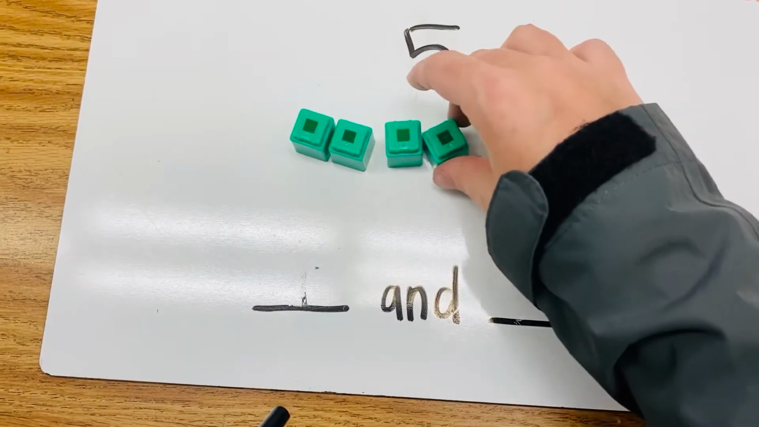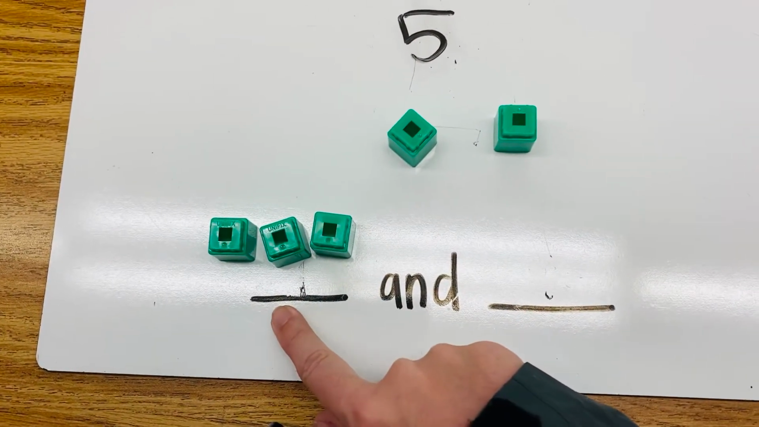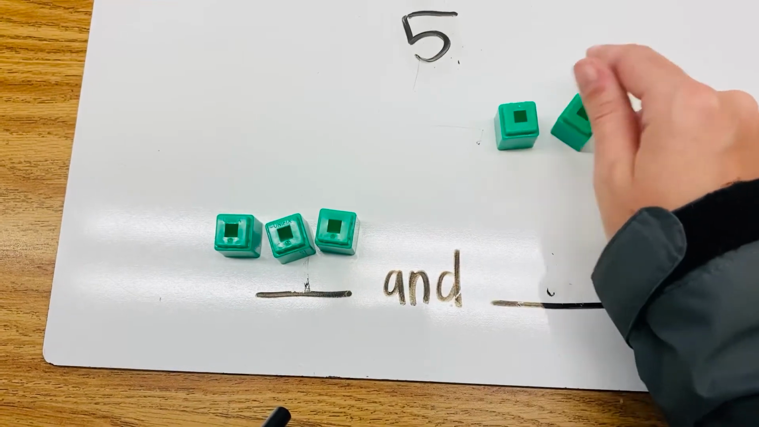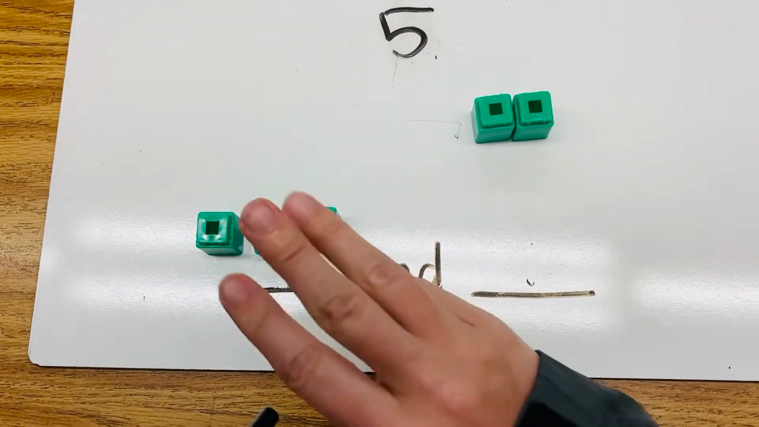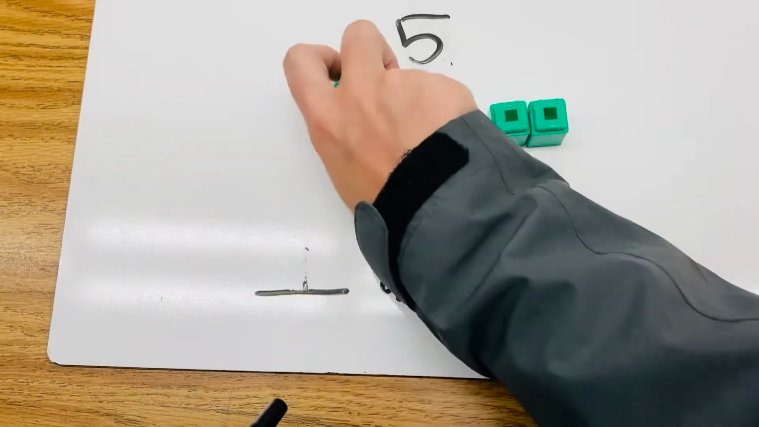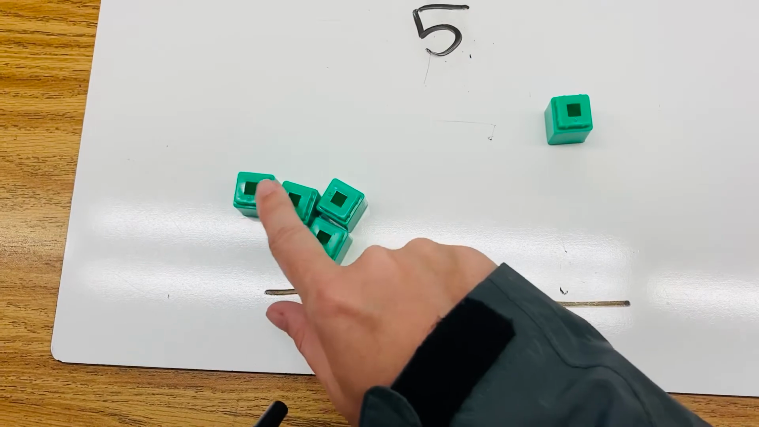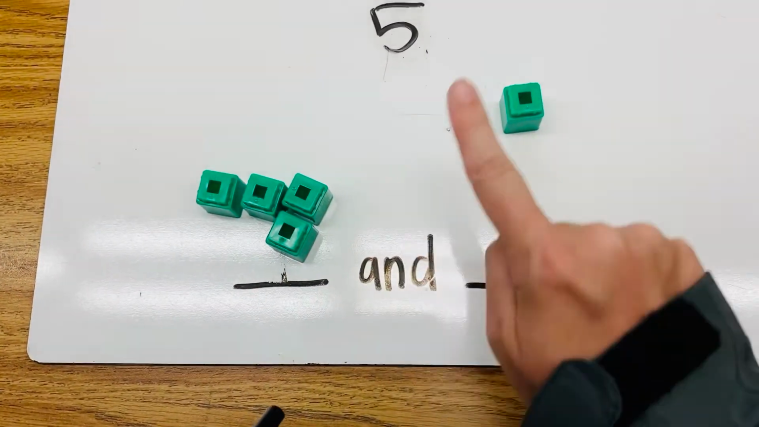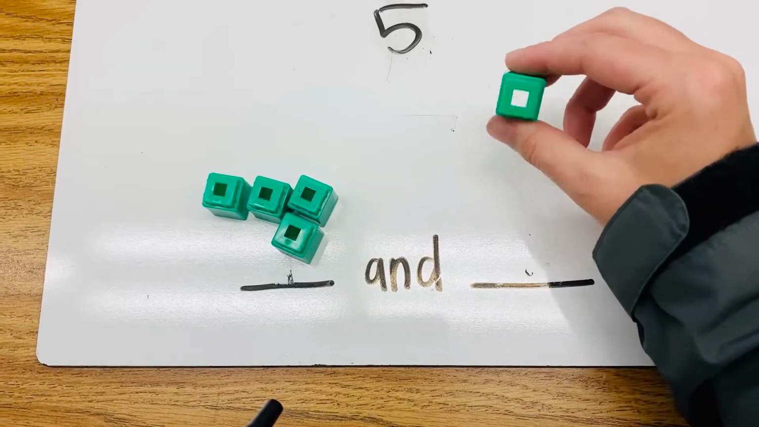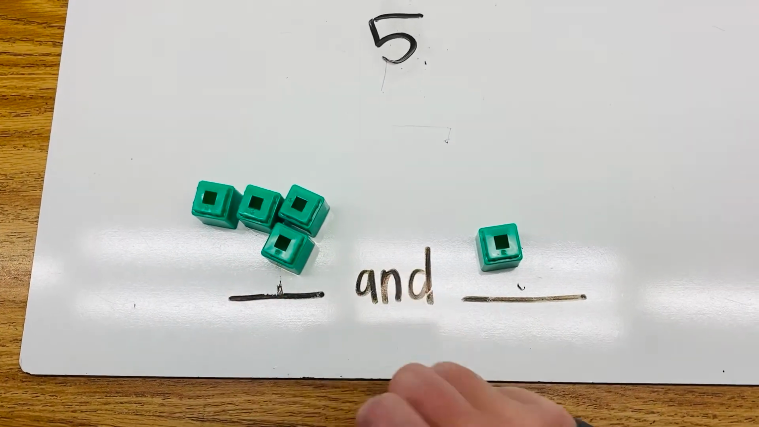Next, I'm going to do this right here. Let's do 1, 2, 3. If I put a 3 right here, how many do I have left? It's going to be 2, so I can break 5 down into 3 and 2. And then let's put 1, 2, 3, 4 over here. If I've got 4 over here, how many do I have left? Just 1, so I can break down 5 into 4 and 1.